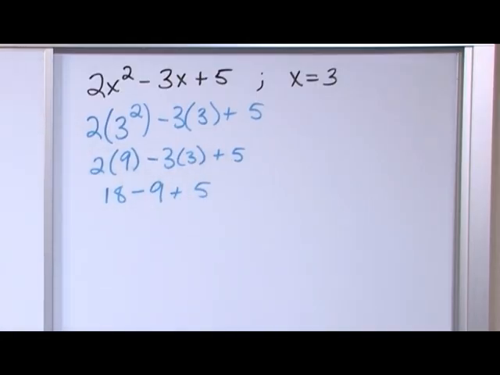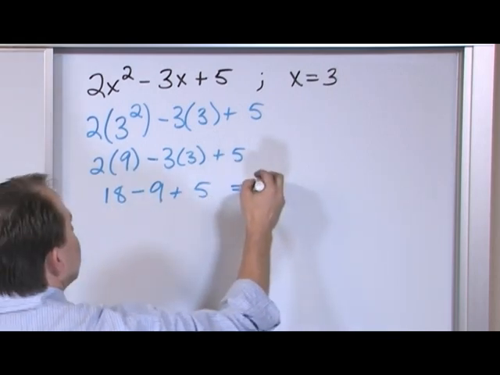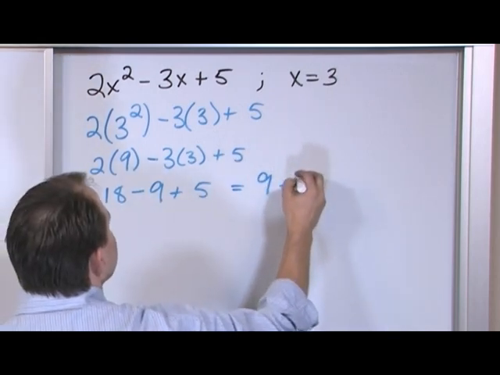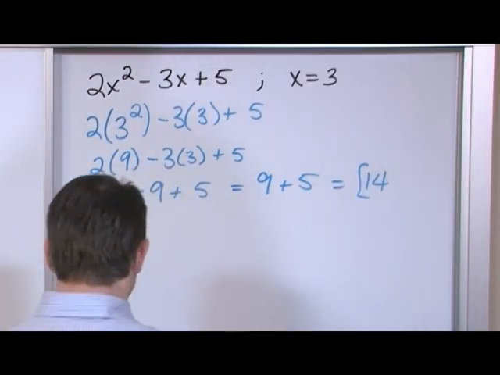Now I just do my addition and subtraction from left to right. So what I'm going to have here is 18 minus 9 is going to give me 9. Don't forget the adding to the 5 later. And then I'm going to have 14 as a final answer.